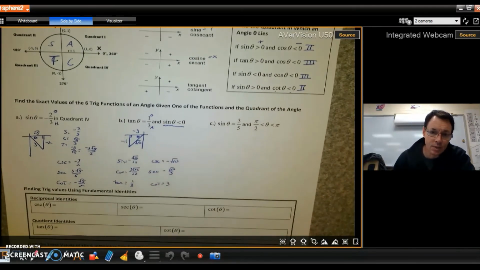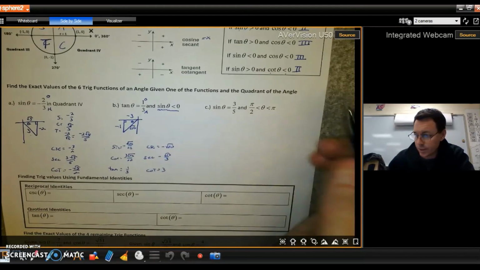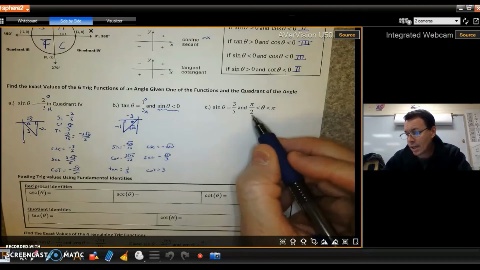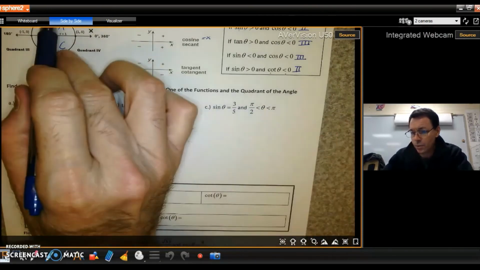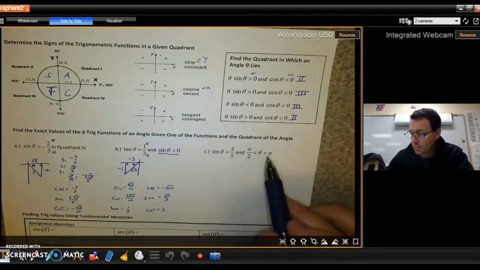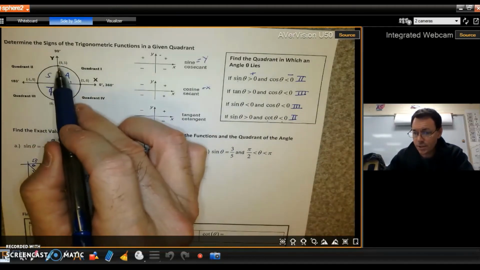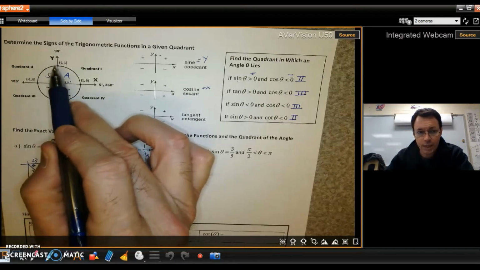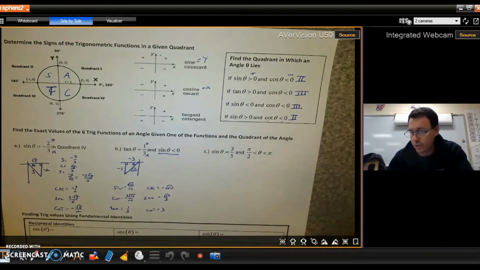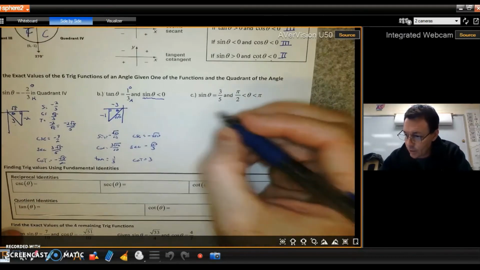Okay, look at the next one. Now the next one they're telling you where the angle is. They're telling you a little differently. The sine of this angle is 3/5, and they're telling us our angle is between pi over 2, which is here, and pi, which is here. They're telling us our angle is somewhere in between those two angles. So they're just telling us our angle's in quadrant 2. It's just a fancy way of saying your angle's in quadrant 2.